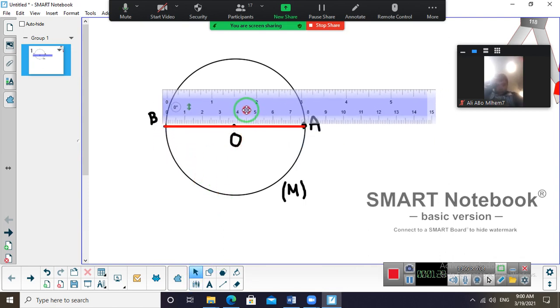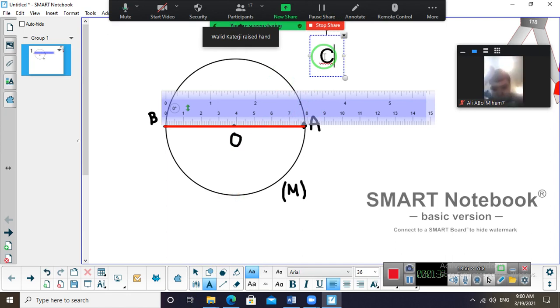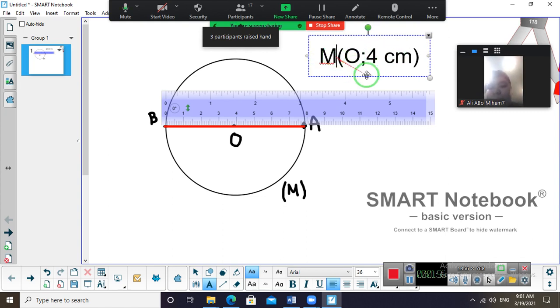Here we are, look at the ruler. So the radius is 4. Let me write the given. Circle C, center O. This writing means circle C, center O, radius 4 centimeters. The first word is center, the second one is what? 4 centimeters, but the name of the circle is C. I will write it outside.